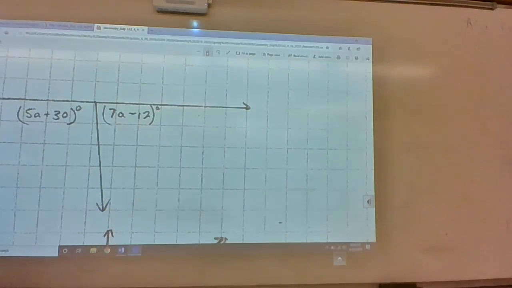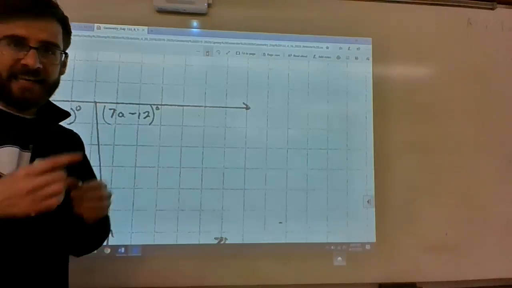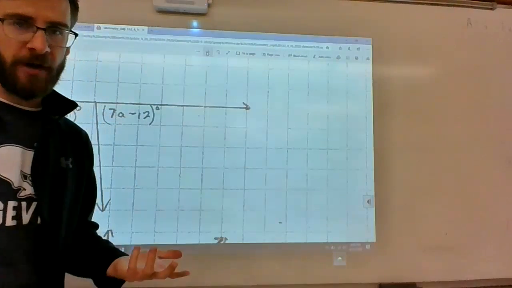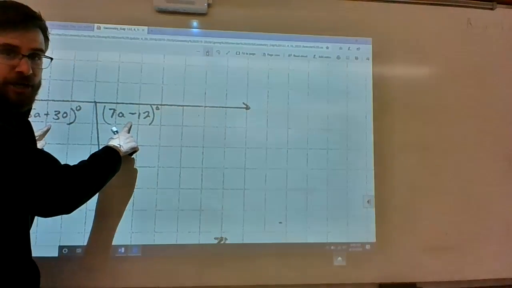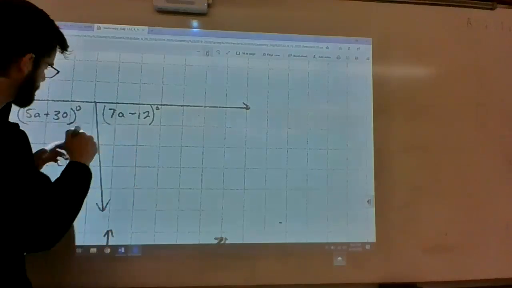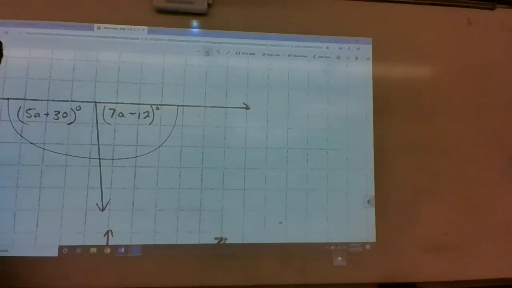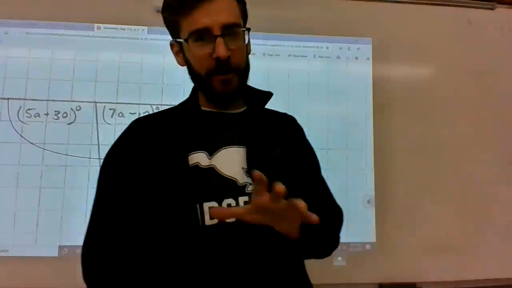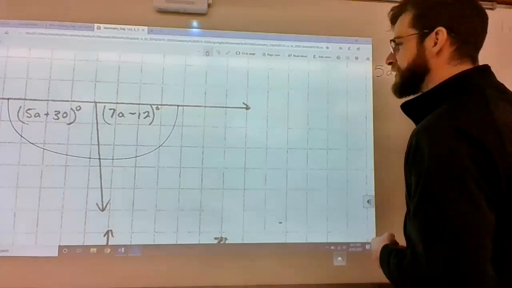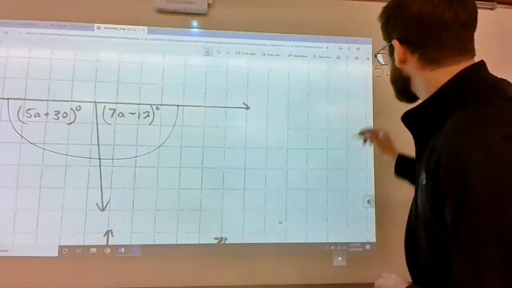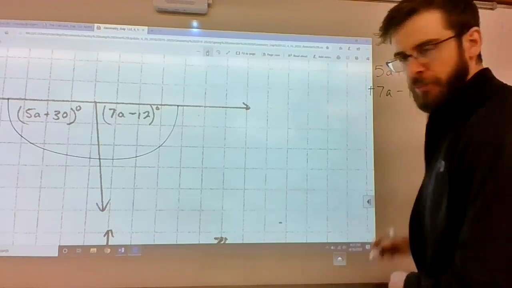Okay, so we have a line with a ray that's basically emanating from the line. It's just being dropped down here. We have a linear pair. Linear pairs add up to 180 degrees. Half a circle is 180 degrees. So those two angles together, 5a plus 30 plus 7a minus 12, those are 180.